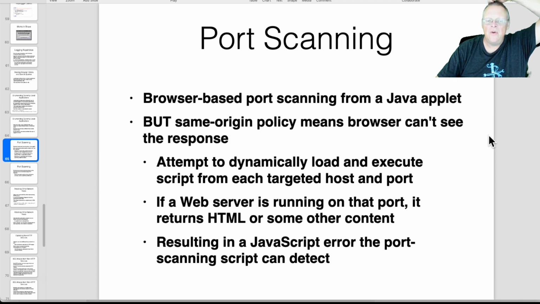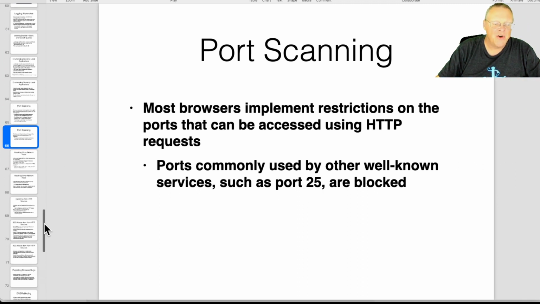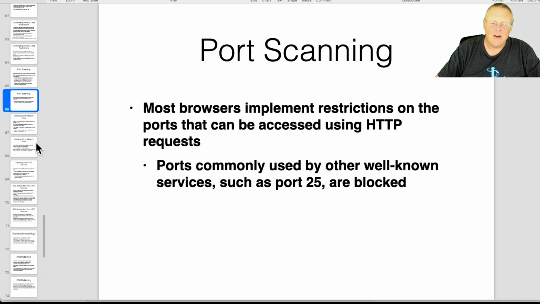And then you can do a sort of port scanning from inside a browser, although it's really quite limited. You can't see the response, so what you have to do is try to dynamically run script from each port, and if there's a web server, it'll return HTML, and that will create a JavaScript error. So you can sort of detect some servers, but the browser will stop you from scanning ports like 25 and other ones it thinks are too dangerous. So it's not at all as good as actually installing Nmap on a machine and running a scan.